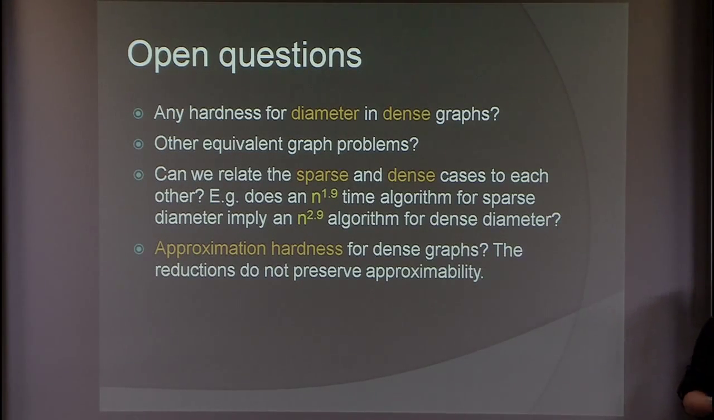Not for all pairs shortest paths, because we know we can approximate it with Uri's algorithm in n to the omega time. But maybe for some other problems we can show some approximation-preserving reductions, and we haven't been able to do that for dense graphs.